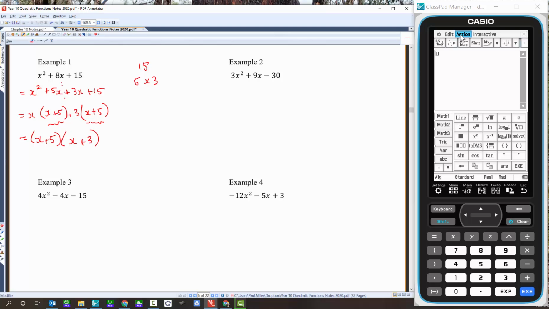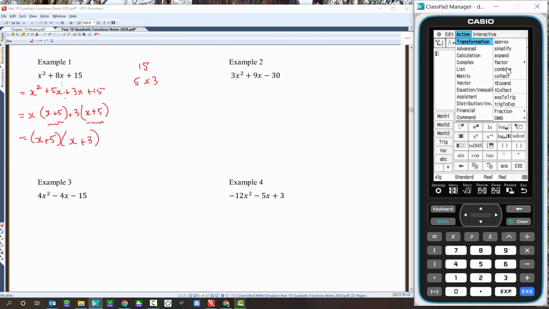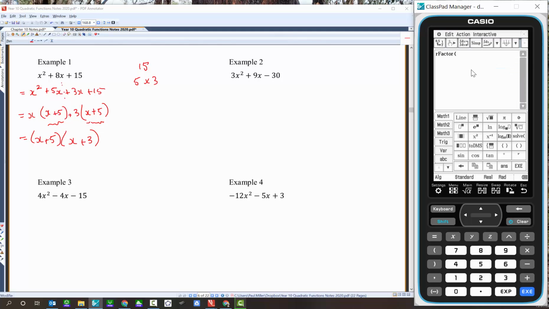You can check that quite easily on your calculator. So a reminder, we go to action, transformation, factor, and let's use rFactor for this. Type in your expression, x plus 5, x plus 3. No, type in your other expression. I've typed in a factorized expression. That's smart. x squared plus 8x plus 15. And there it is, it factorizes it for you. So again, I'd love you to be checking your work using the calculator rather than the answers in the back of the book.